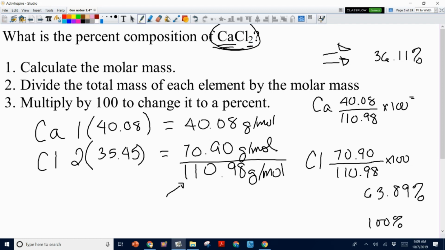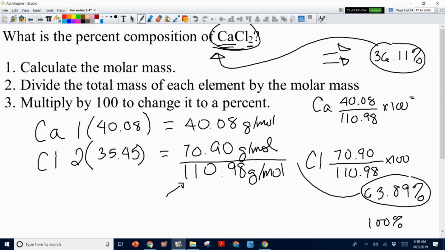So you should add both of those percentages when you get your answer, or maybe there's 3 or 4 percentages. You should add all those up and it should be 100. And that's what's called percent composition. So 36% of the mass of this molecule comes from calcium, and 63.89% of the mass of this molecule comes from the chlorine.